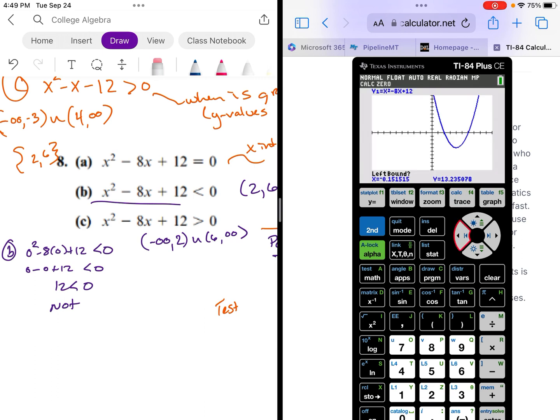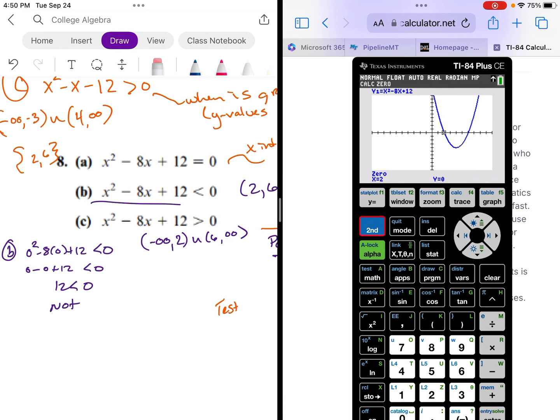Now what we do is move the cursor to the left side of where we see an x-intercept and press enter. Go to the right side of where I think an x-intercept is, and hit enter. Then it asks if I want to guess, and yes, I want it to guess. And so it gives me 2, 0.